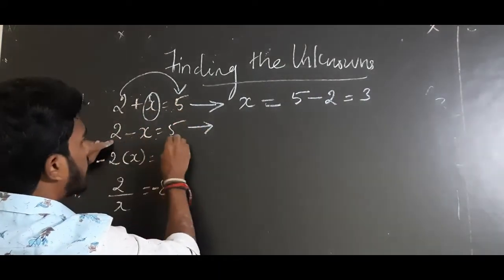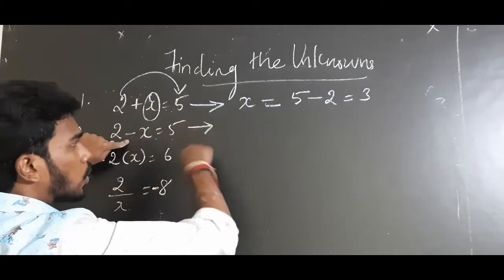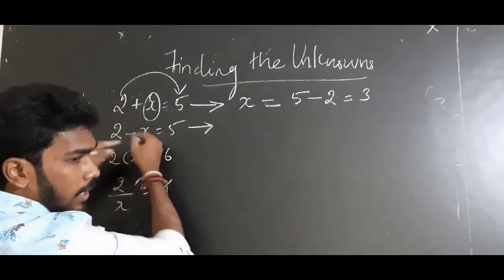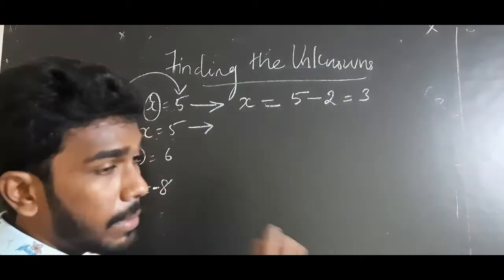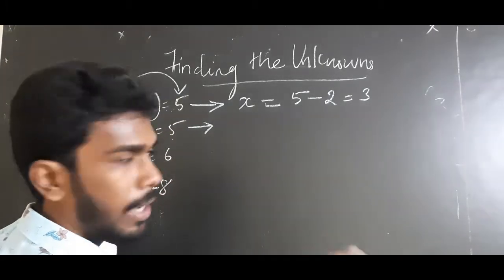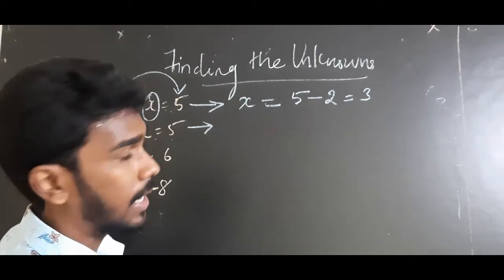Next, 2 minus x is equal to 5. I need x value, but x is in a negative sign. So now you can transfer the x to the other end, because I need x, so x should be in a positive sign. It doesn't mean x's answer should be positive. The variable x's sign should be positive. It doesn't mean the answer of the x should be positive. Okay, please be clear about that statement.